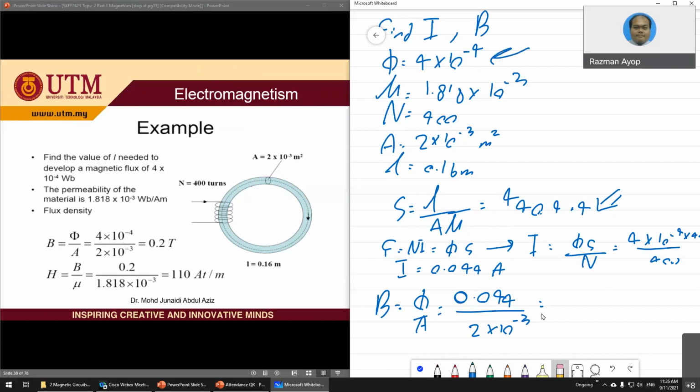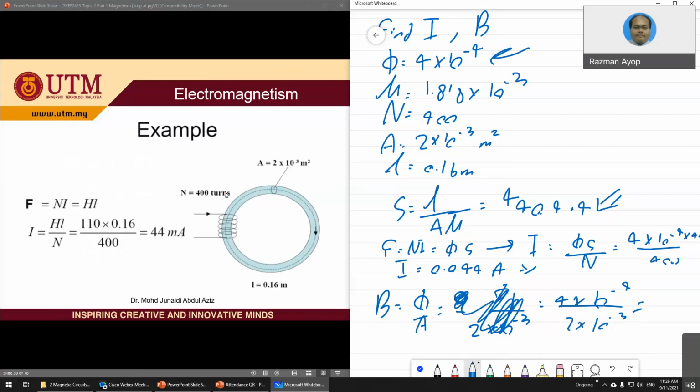So this one is the current. Make sure you are careful. So flux is 4 multiplied by 10 negative 4 divided by 2 multiplied by 10 negative 3. So you will get this answer, 0.2 Tesla. And if they ask you to find the H, you can just divide it something like this. So this is the type of question they will ask you.